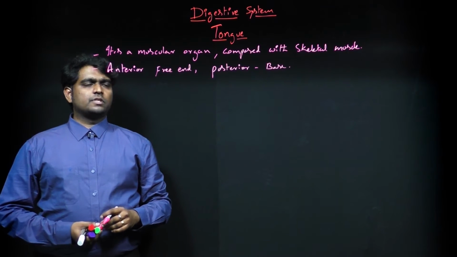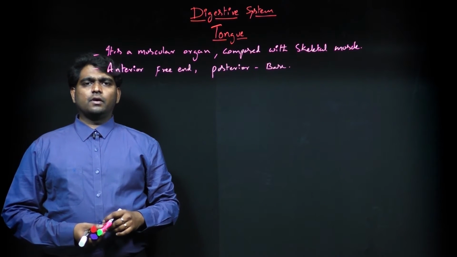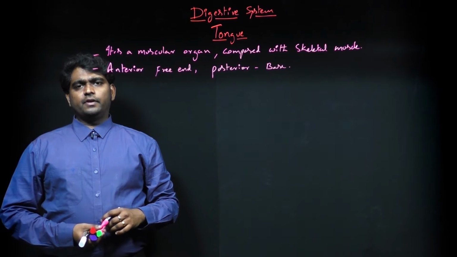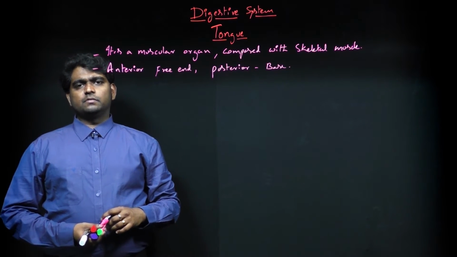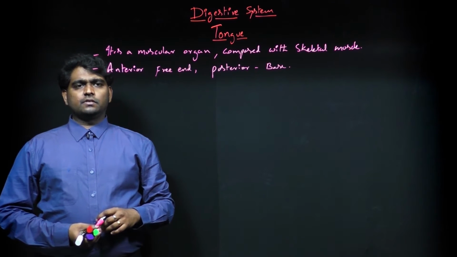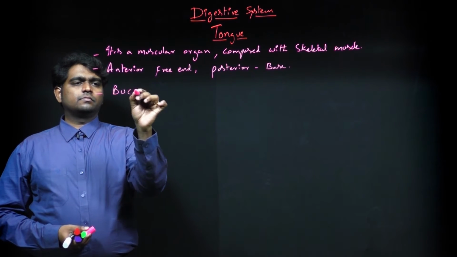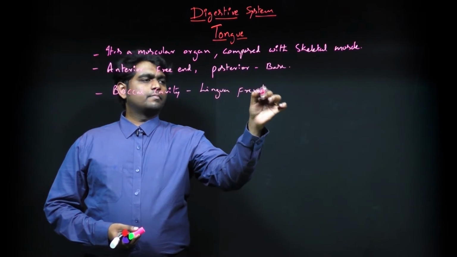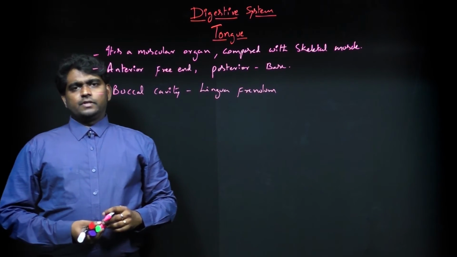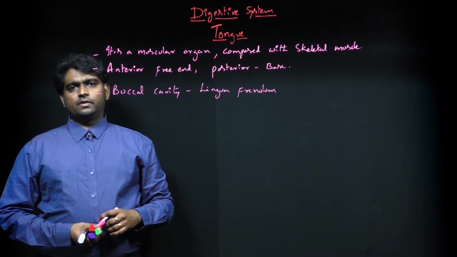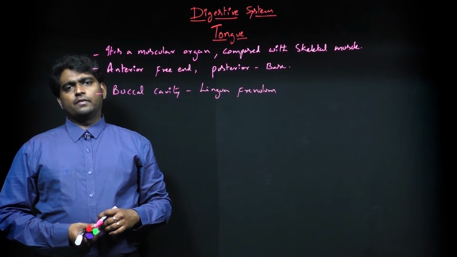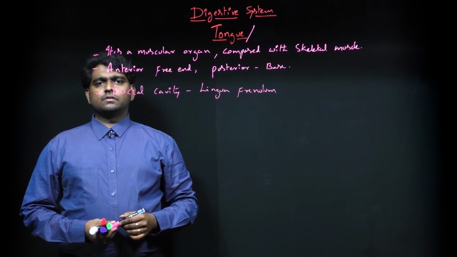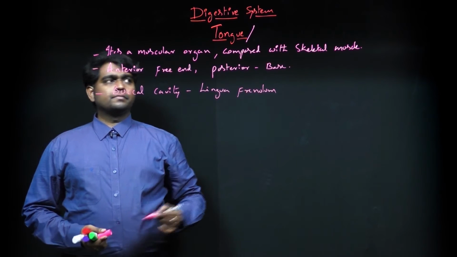The anterior end and posterior end are together called the oral part and the pharyngeal part. The oral part is the free end, and the pharyngeal part is based on a structure called the base of the tongue. It is the pharyngeal part which is based on the buccal cavity, lingua frenulum. So the tongue is also called lingua.